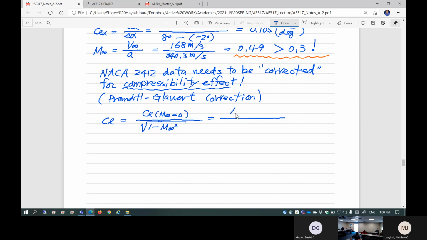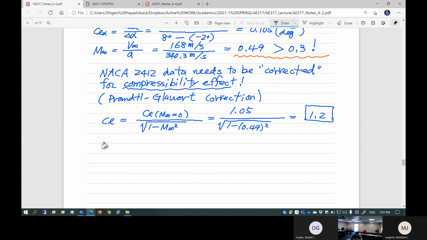So suppose you are going to get 1.05 at alpha equal to 8 degrees, right? This is not going to be the same value. With 1 minus Mach number 0.49 squared, this is going to be actually 1.2. Whoa, it's a higher lift coefficient. Of course, your airplane is flying faster. You are generating more lift coefficient. Yes, it's better, of course.